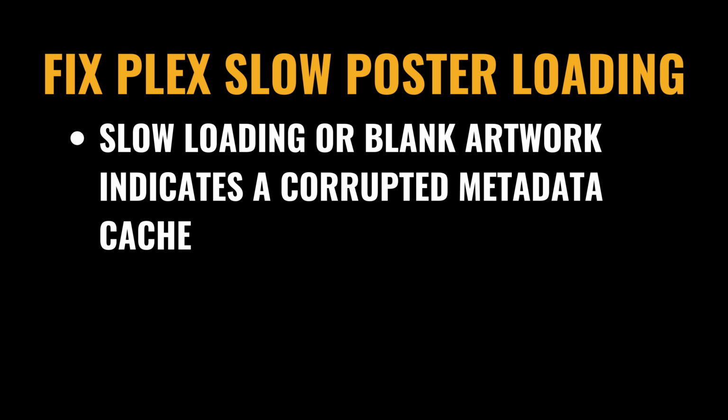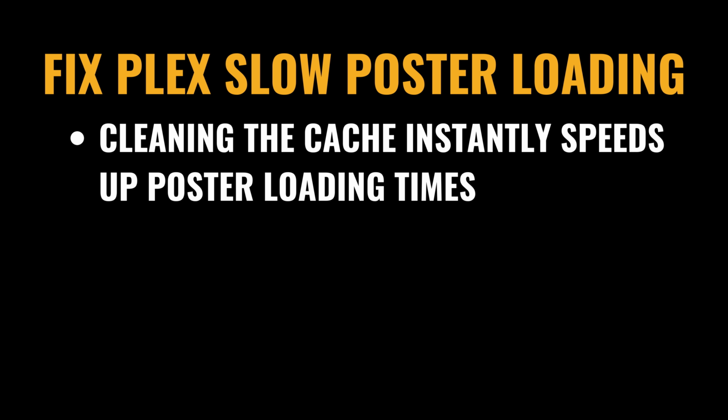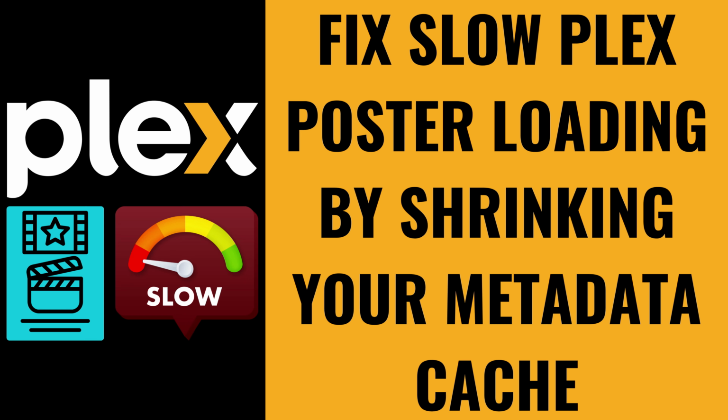your posters are completely blank when you scroll through your library, your Plex metadata cache is likely bloated or corrupted. Over time, Plex stores thousands of old images and background files that slow down the database. Cleaning up this cache and forcing Plex to optimize your database will instantly speed up poster loading on your smart TVs and mobile devices. Here are the steps to shrink and fix your Plex metadata cache.